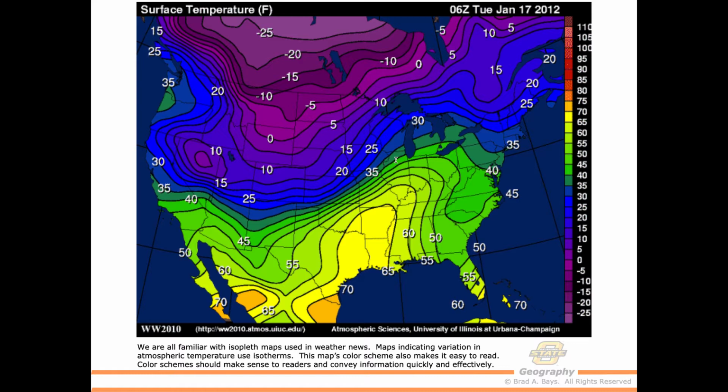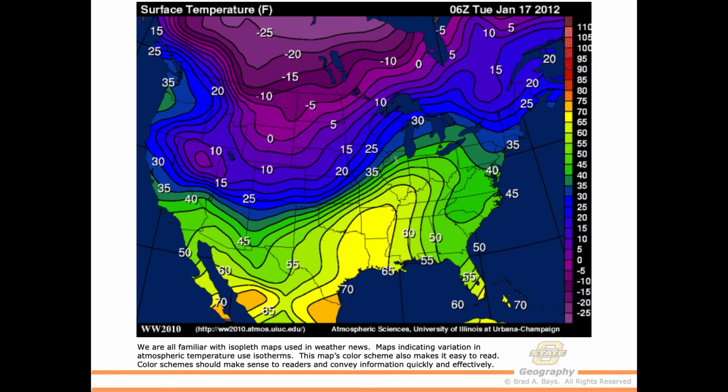And if you look right here in East Texas and Louisiana, there's not much difference at all in the temperature. It's between 65 and 70 degrees. So 65 to 70 degrees, and it's pretty much evenly distributed throughout this area. But the temperature gradient is much higher here.